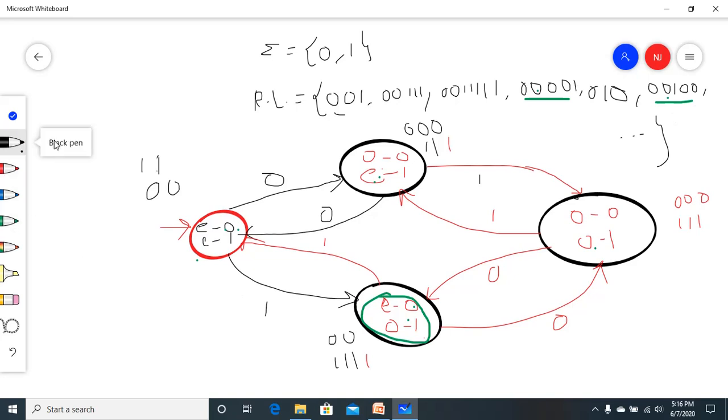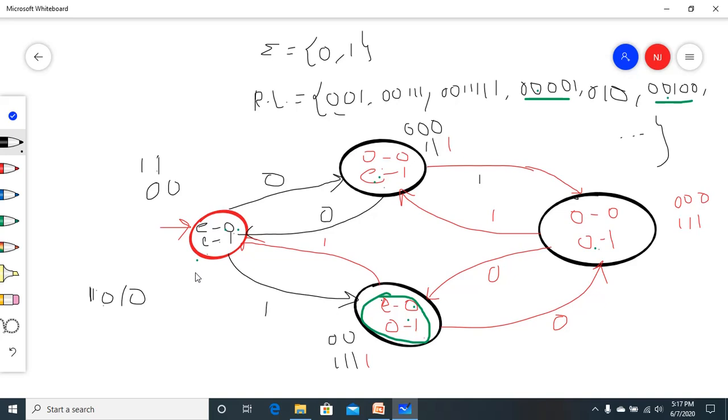Okay, one more example. This string is not part of our language. How do you know? When we start, we read the first character and move to this state. In that state, we read the second character and move to that state. In that state, we read the third character 1 and move to this state. In that state, we read the last character and move from this state. Even number of ones. This is not part of the language. After reading the whole string, we are in a different state, which is not our final state.